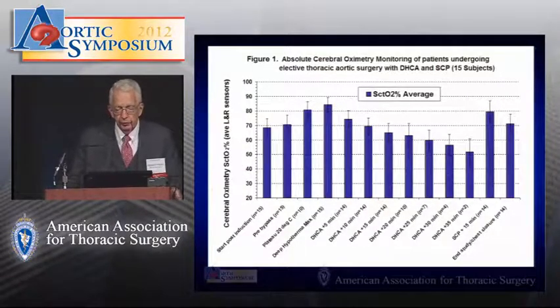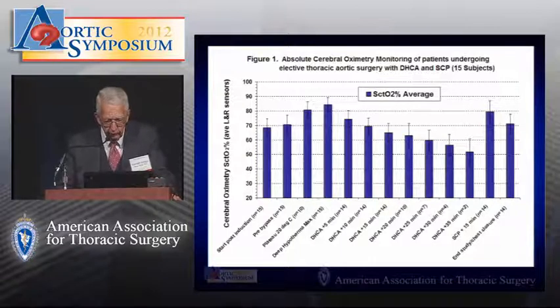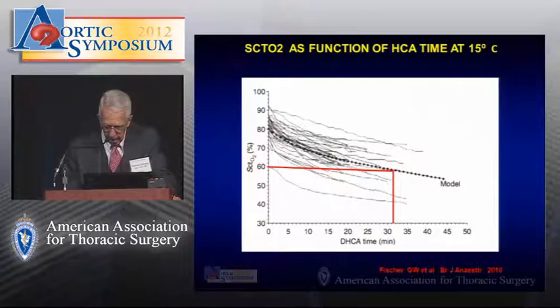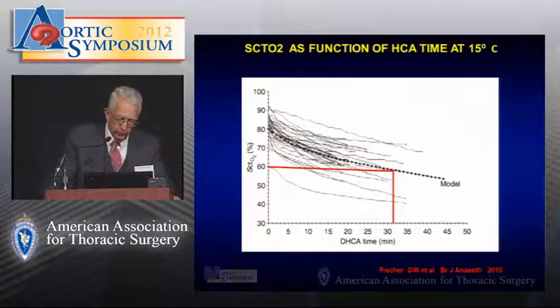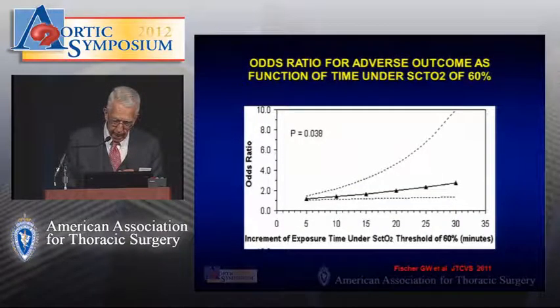As we began following patients of this sort, we could see that we were reaching the level of about 60% saturation in the brain somewhere between about 25 and 35 minutes. This is another way of looking at the same thing. These are lines in individual patients. The dotted line is the composite. And you can see that when we reach 60% saturation as measured by absolute cerebral oximetry, that is most likely to occur somewhere about 30 minutes.